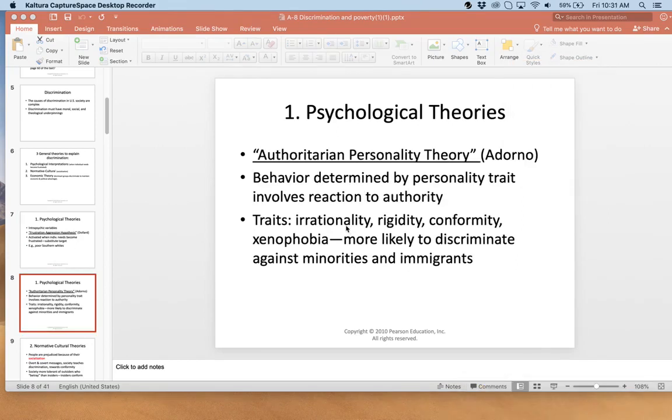So there is this other theory, which is called the authoritarian personality theory. This is that behavior is determined by a personality trait, which involves reaction to authority. This one is basically saying that discrimination has no explanation, that people just do it for irrational reasons or for rigidity or conformity to some traditions. And so they come up with all sorts of behaviors, phobias or discrimination tendencies.